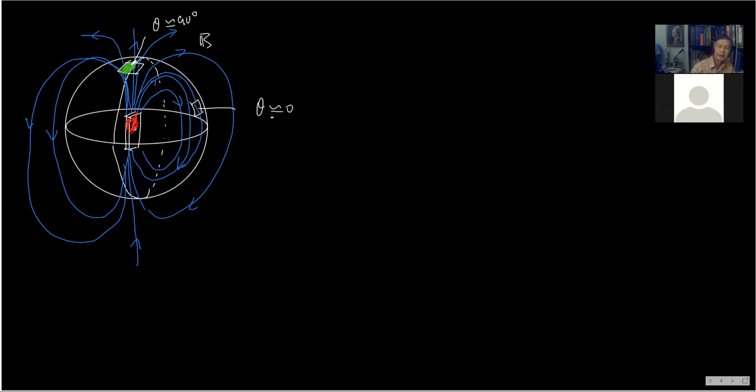So if same area, but the angle is different, their flux will be different. So therefore, in this case, the magnetic flux will be very close to 0. And in this case, what would happen for the magnetic field in this case?